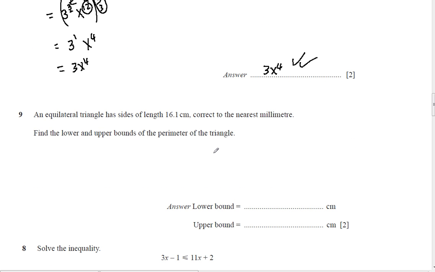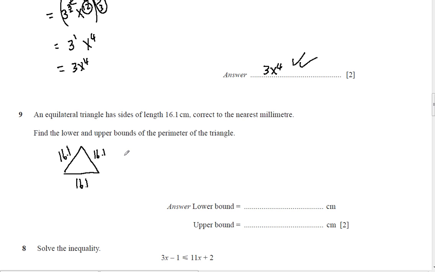Next one: an equilateral triangle has sides of length 16.1 centimeters, correct to the nearest millimeter. Find the lower and upper bounds of the perimeter of the triangle. So an equilateral triangle, it says it's got sides of 16.1, 16.1, 16.1, and it was rounded correct to the nearest millimeter.